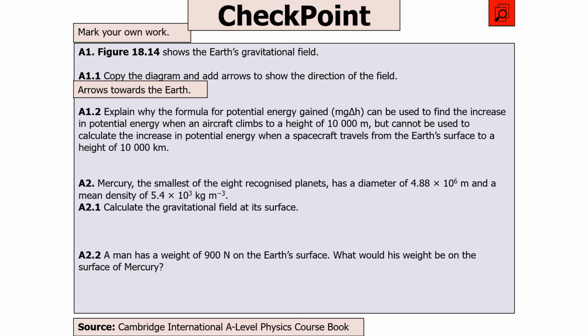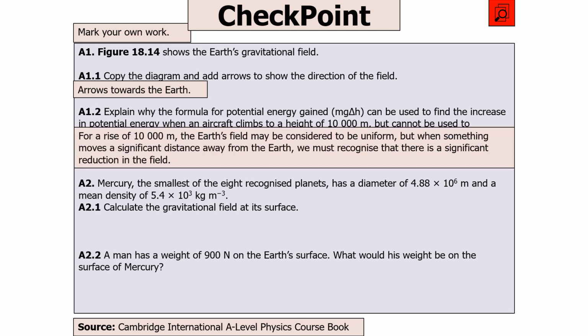Now you can use the equation E equals mg delta h for a rise of 10,000 metres because g, the Earth's gravitational field strength, can be considered to be uniform. But for a greater change in distance, g will change, so that equation cannot be used because g is no longer constant.